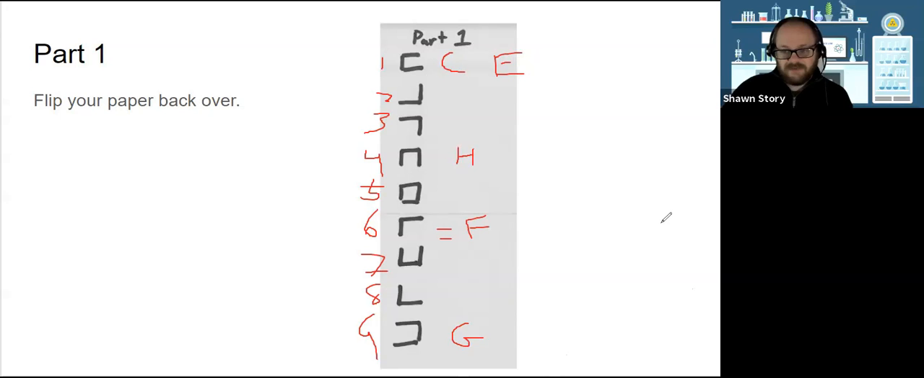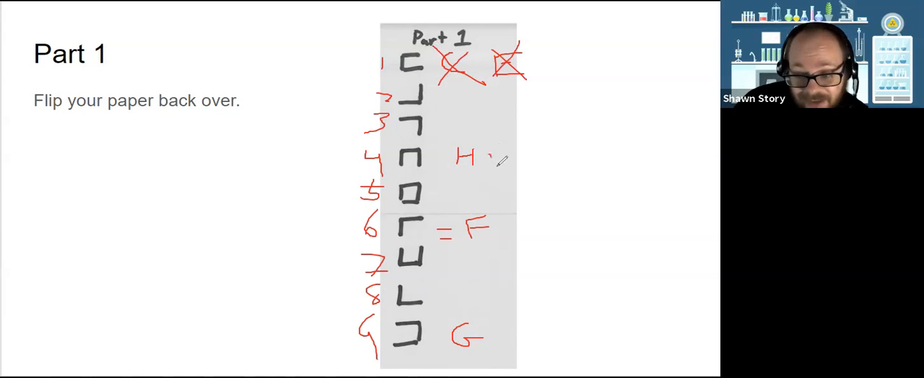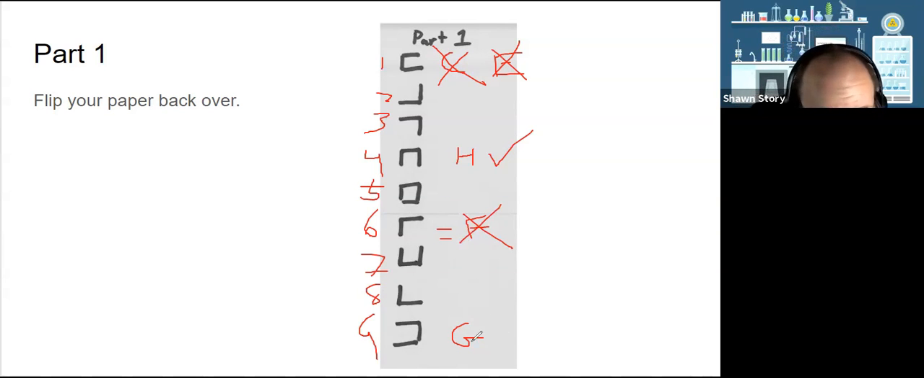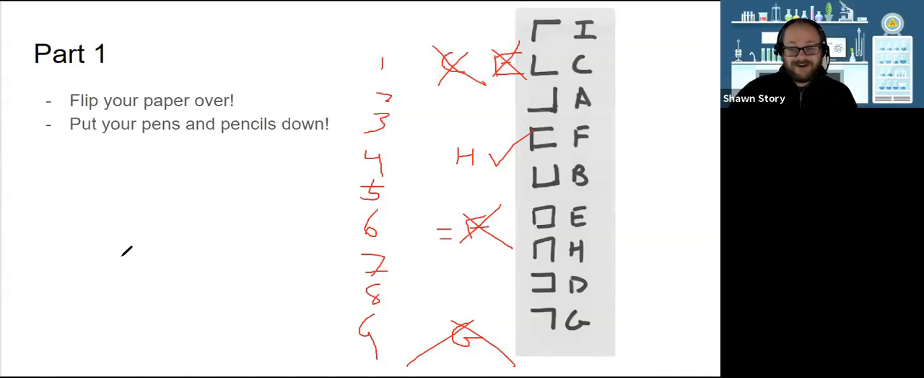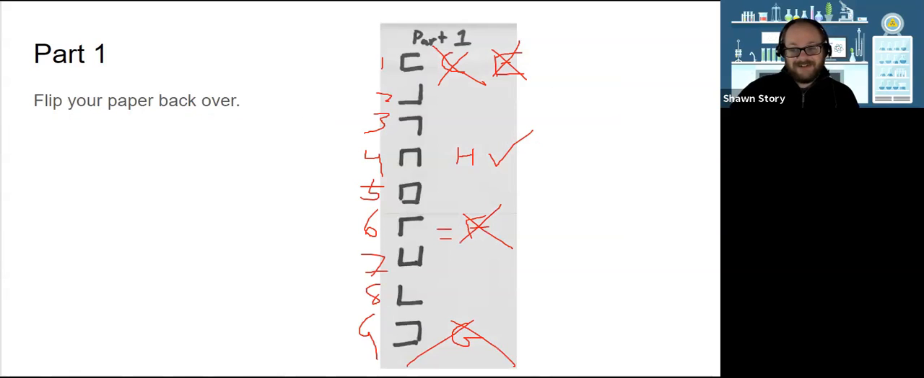All right. Are you ready? This one is not C, and it is not E. This one here is H. Good job. This one here is not F. And this one here is not G. I can't make this up, I'm telling you, right?